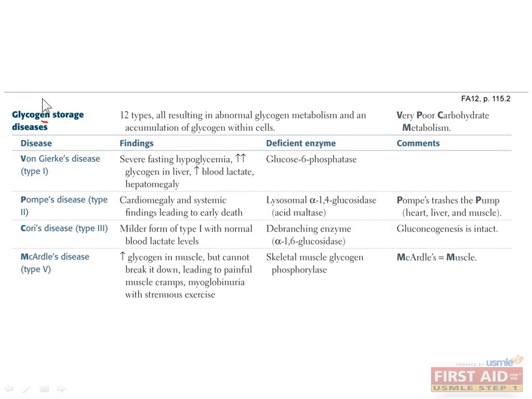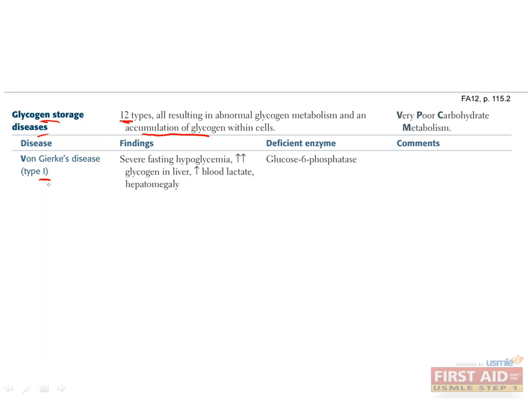It's important to know the pathways of glycogen synthesis and degradation so that you can appreciate disorders of glycogen metabolism. The glycogen storage diseases are caused by abnormal glycogen metabolism, which can cause damage by allowing glycogen to accumulate to toxic levels inside cells. There are 12 types, but we'll just review the 4 most common ones. Type 1 glycogen storage disease, or von Gierke's disease, is caused by deficiency of glucose 6-phosphatase.